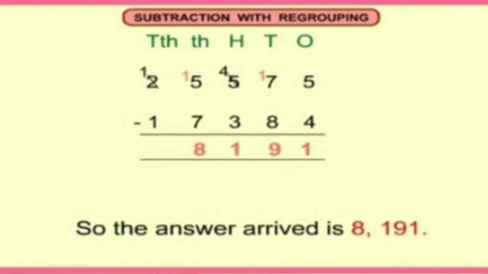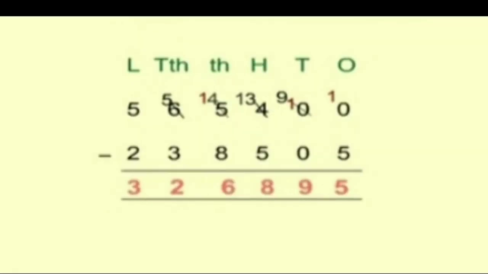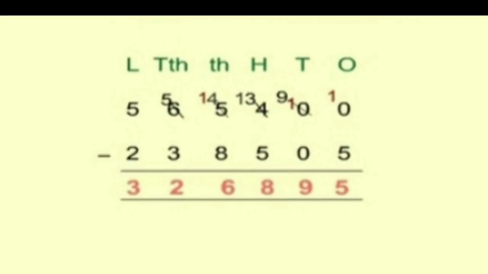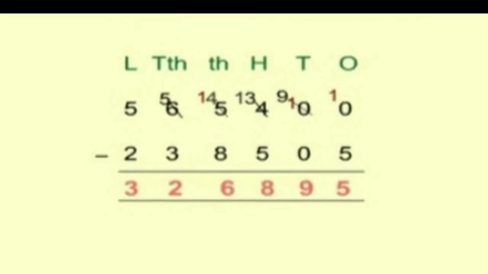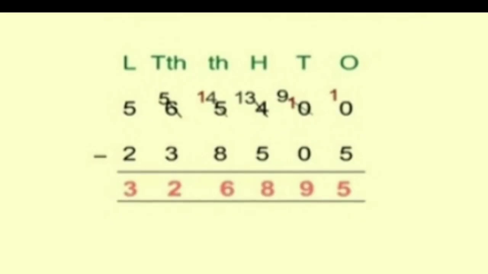Let us take another example of a 6-digit number. Here I have to subtract 2,38,505 from 5,65,400. Now again let's start step by step. The first step is we have to subtract 5 from 0, which is not possible. So 0 will take its 1 from the nearby tens. After borrowing 1 from the nearby tens, it has become 10. So 10 minus 5 is 5. We have just noted down 5 here.